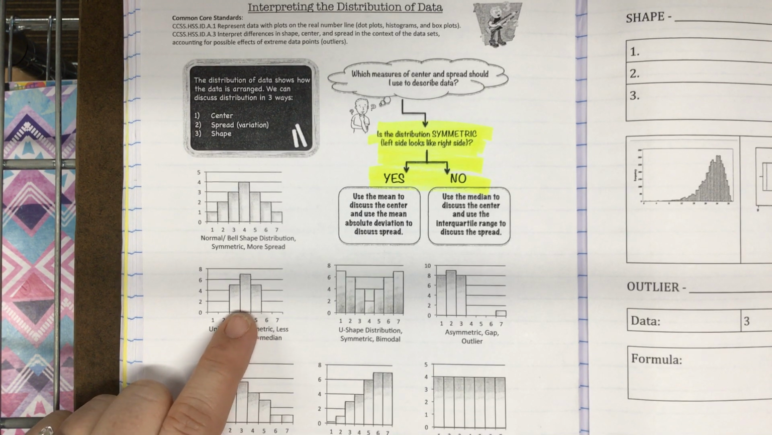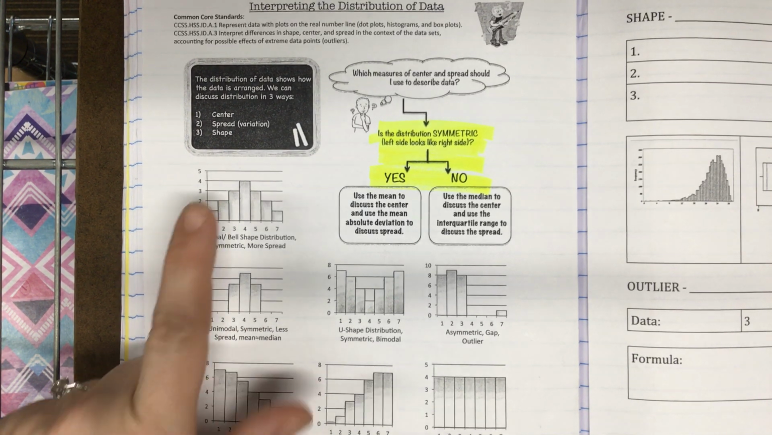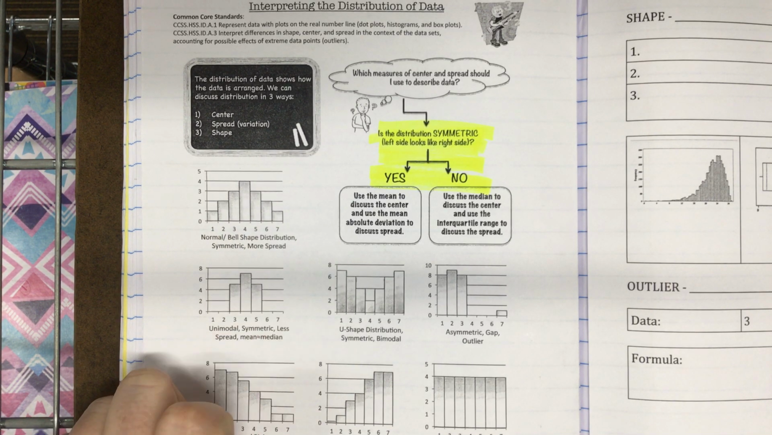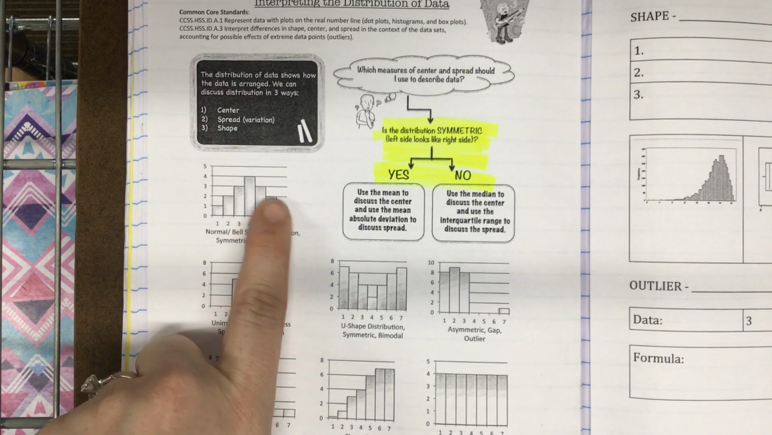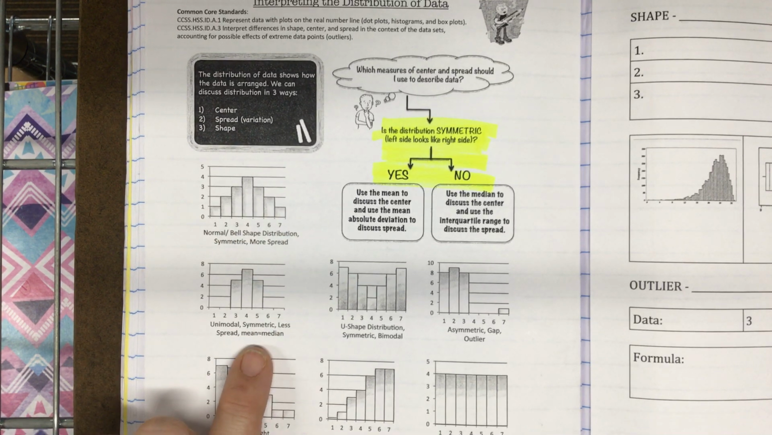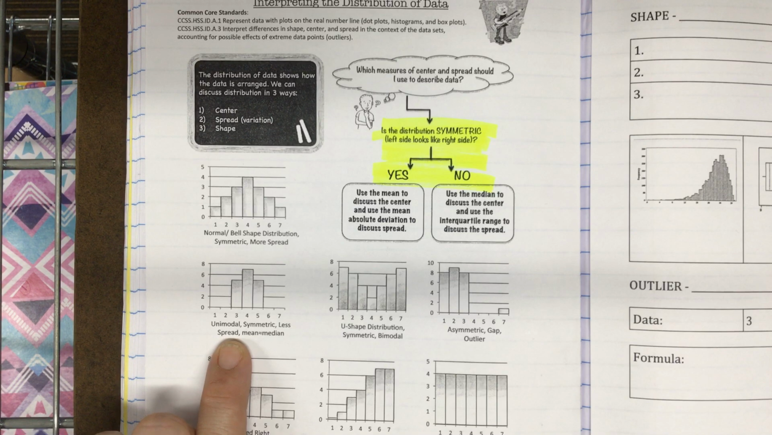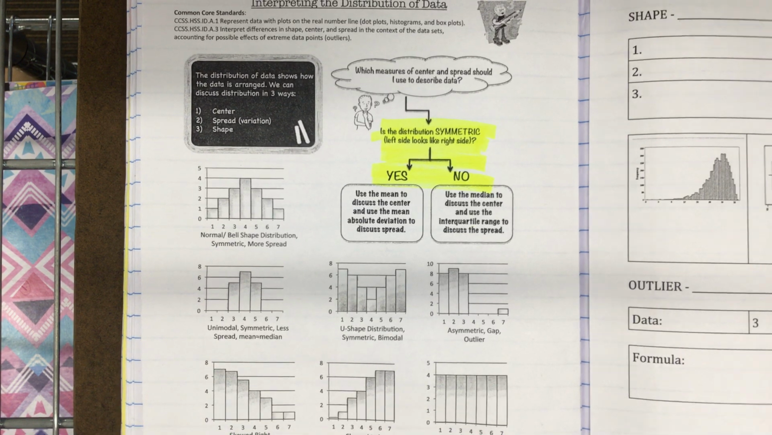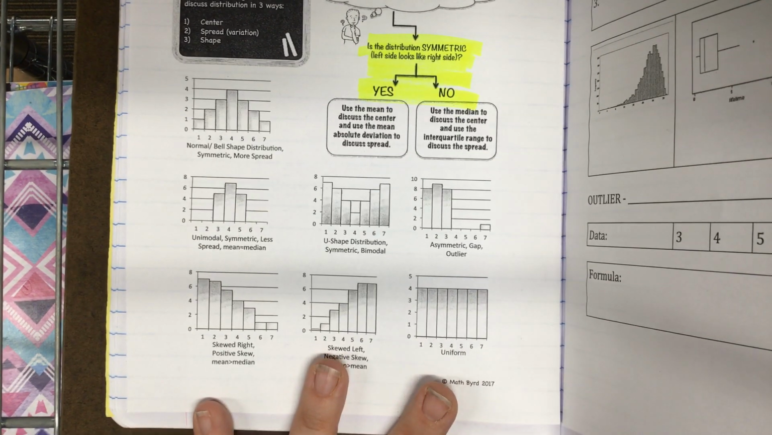This one is also symmetrical, right underneath it. But what's the difference from here to here? There's less spread. There's a smaller spread, right? It's still a bell, except it has less spread. The mean equals the median. The mean and the median are pretty even.